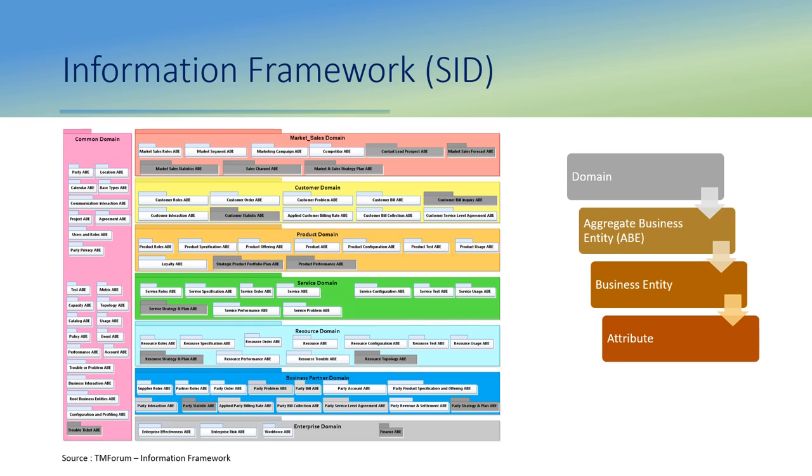Next, an attribute. An attribute is a fact that describes a business entity. Hence, each class of an ABE has attributes. Finally, a relationship is an association of business interest between two business entities or between a business entity and itself.